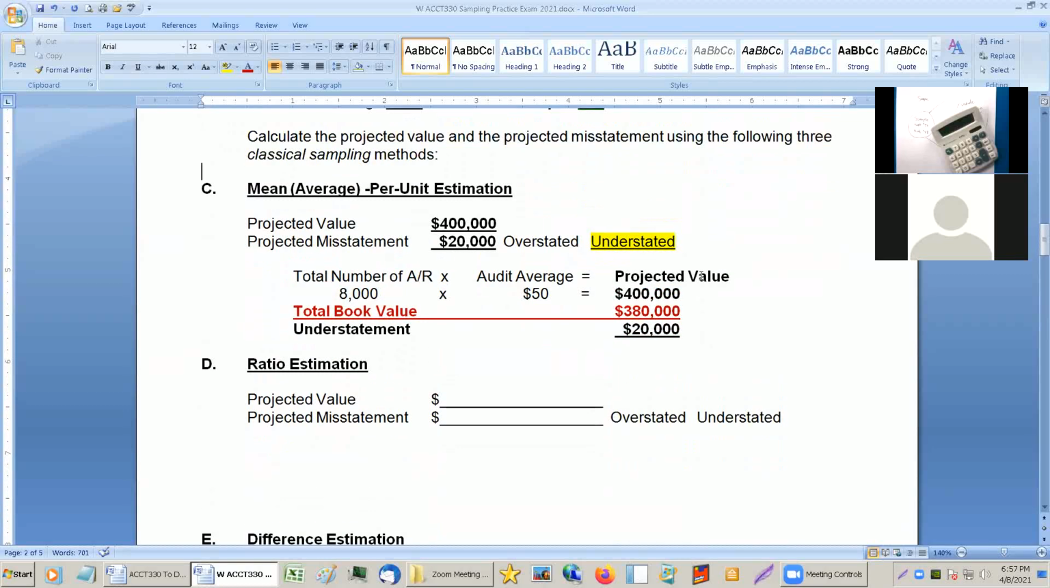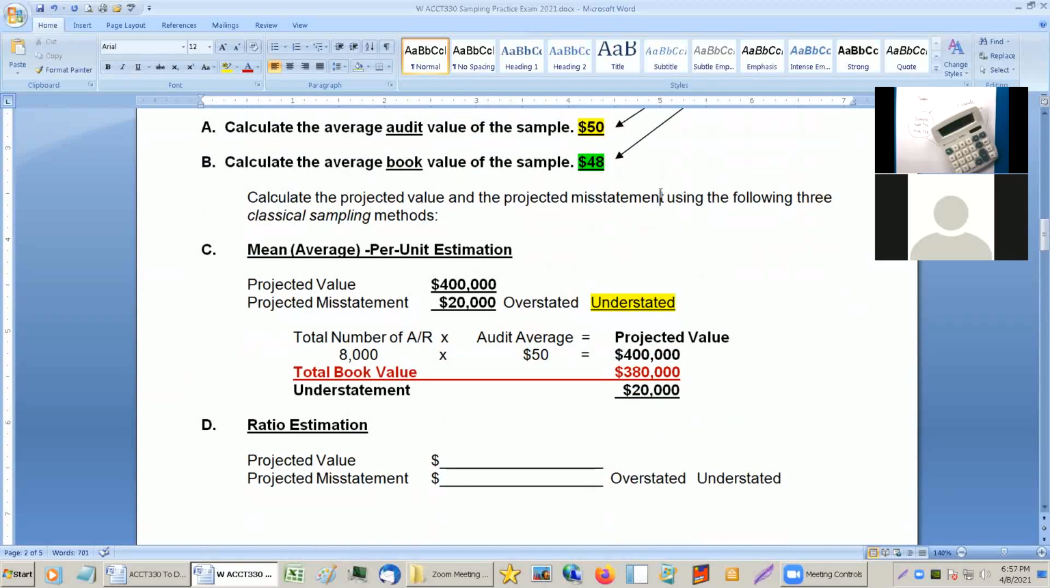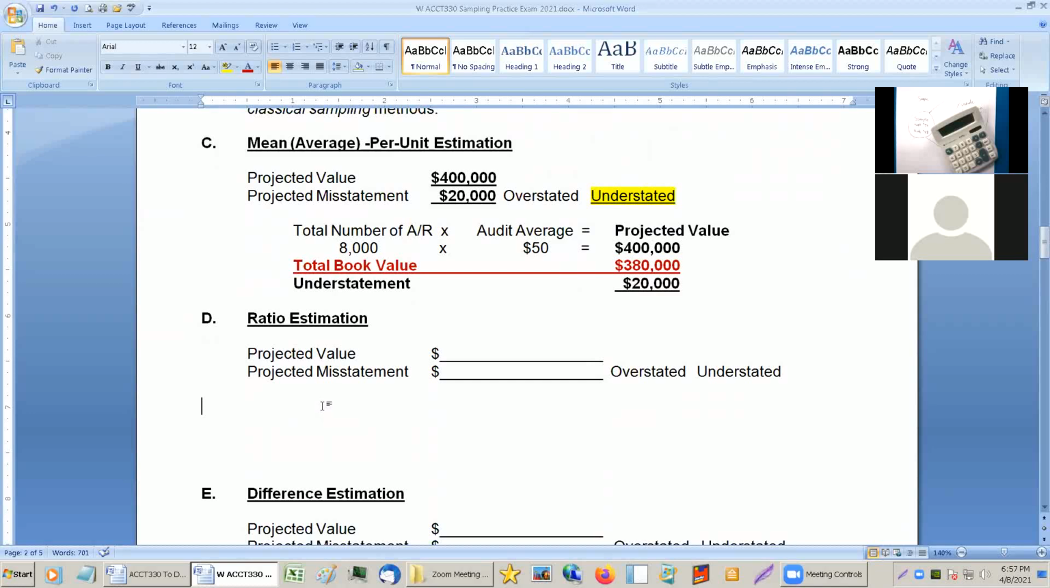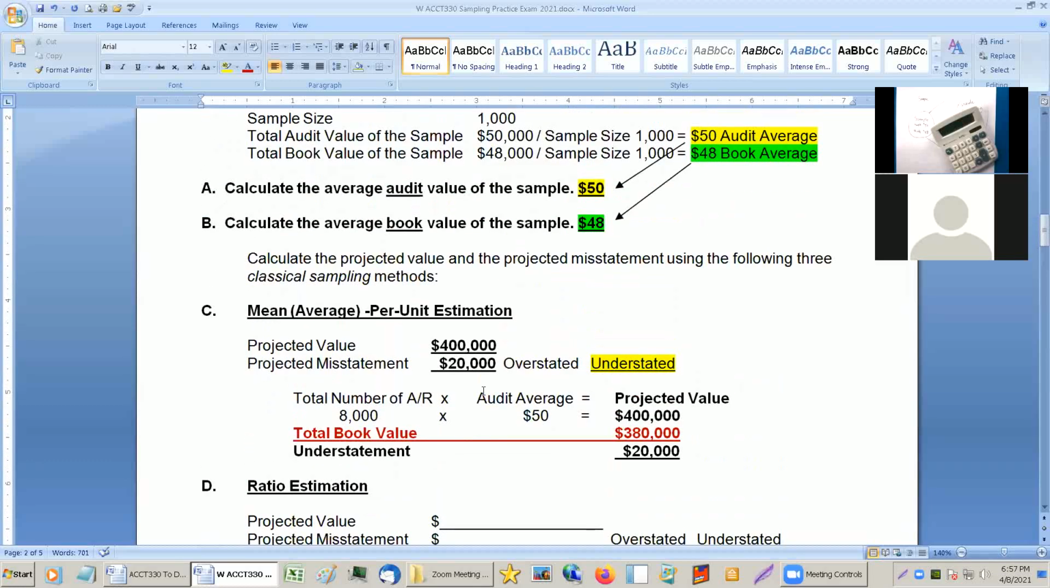And, you know, if you did the same thing on probability proportional to size, this might come out as being fine because it takes understatements and ignores them. Okay, ratio estimation. Ratio estimation is probably the one that is the best if you have a bunch of different values in the accounts. And you take the ratio, and here's what ratio estimation is.